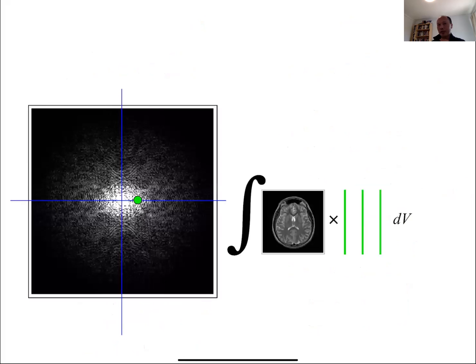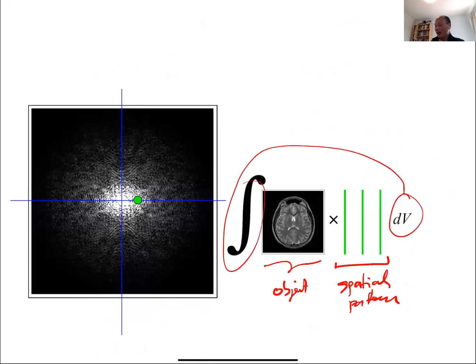The next thing in the Fourier transform is, we have to do that integral. And so you can imagine, at every part in k-space, you're going to take your object and multiply it by the pattern. So this is your object, and this is your spatial pattern. And then you're going to integrate the whole thing, and that is going to give you the value of your object at that point in k-space.